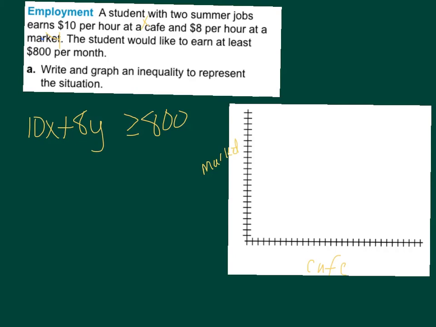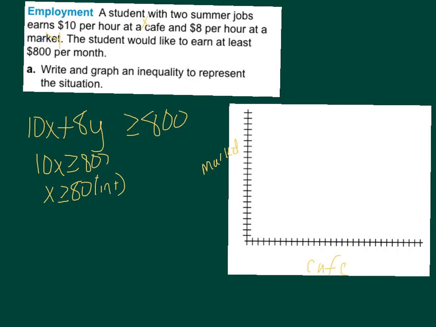This is in standard form, so I'm going to graph using my x and y intercepts. First thing, find my x-intercept. We make y 0, which makes that term 0, and I end up with 10x is greater than or equal to 800. Solve for x, and I get x is greater than or equal to 80. So this is my x-intercept.